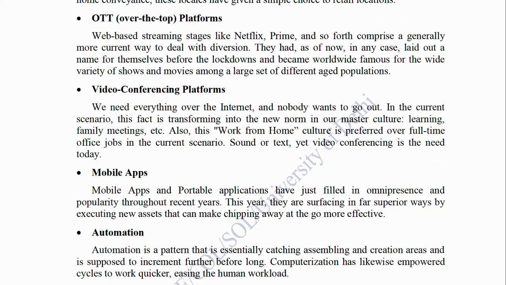Next point is OTT, over-the-top platforms. Web-based streaming stages like Netflix, Prime, and so forth comprise a generally more current way to deal with the diversion. They had, as of now in any case, laid out a name for themselves before the lockdowns and became worldwide famous for the wide variety of shows and movies among a large set of different aged populations.